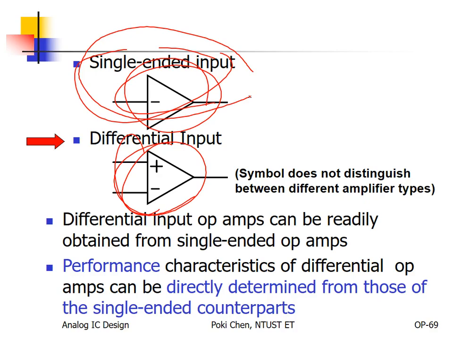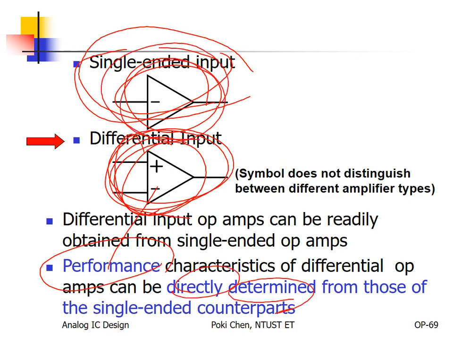So you can see the performance of the traditional one can be directly determined from this one. It means that only if you have a good understanding of such a very simple single-ended amplifier, you can estimate directly the performance of the traditional one. Later, I will show you how.